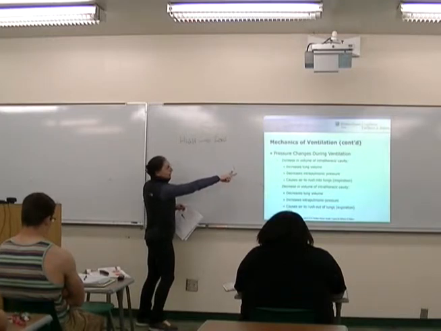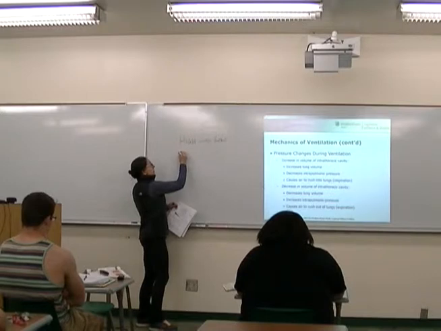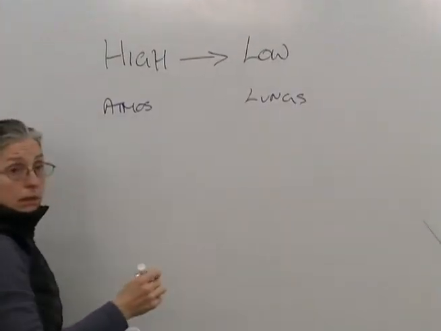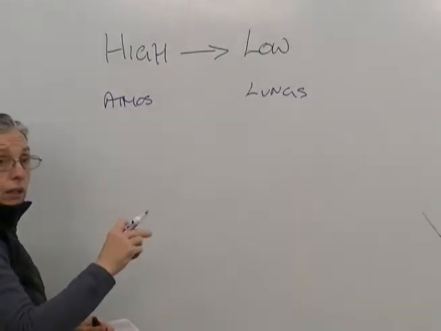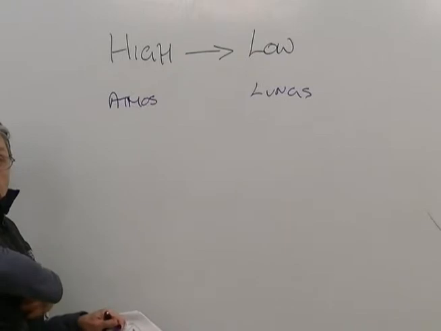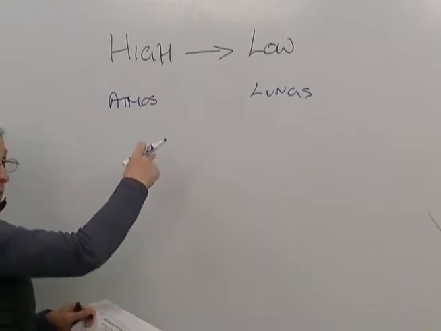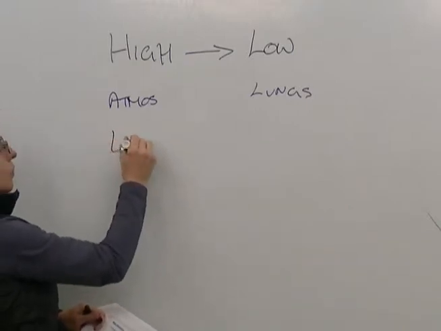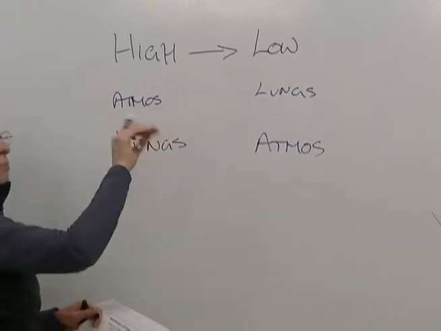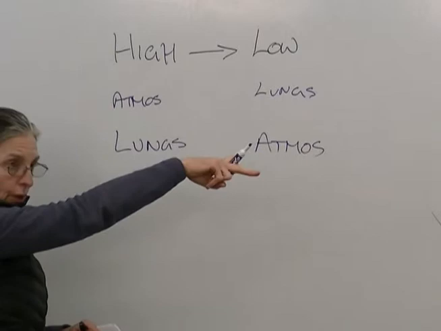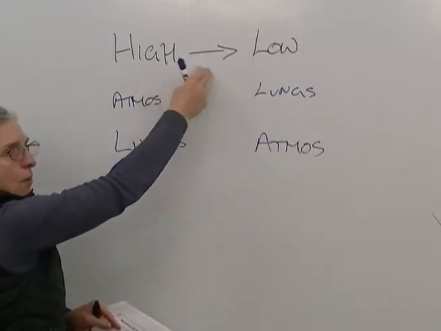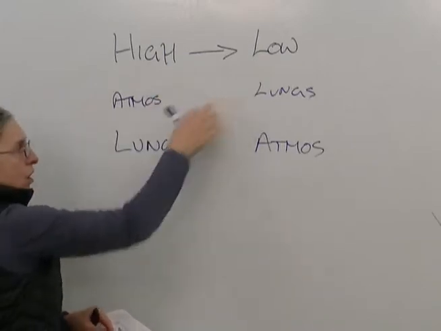So, if I'm breathing in, this is the atmosphere, and this is my lungs. Air moves from high to low. So in order to do that, this had to be high and this had to be low for air to move in. If I'm breathing out, though, this has to reverse. If I want that air to move back out, this has to be the high pressure and that has to be the low pressure. It's a simple concept, but it gets a bit fuzzy sometimes when you start moving these around.